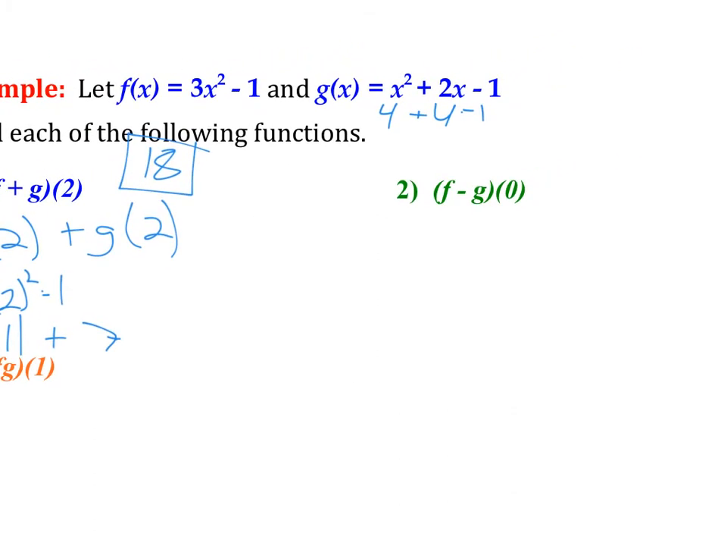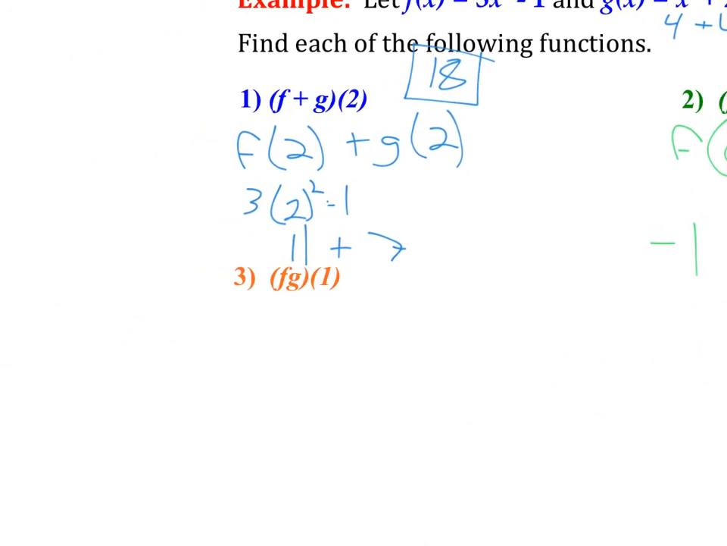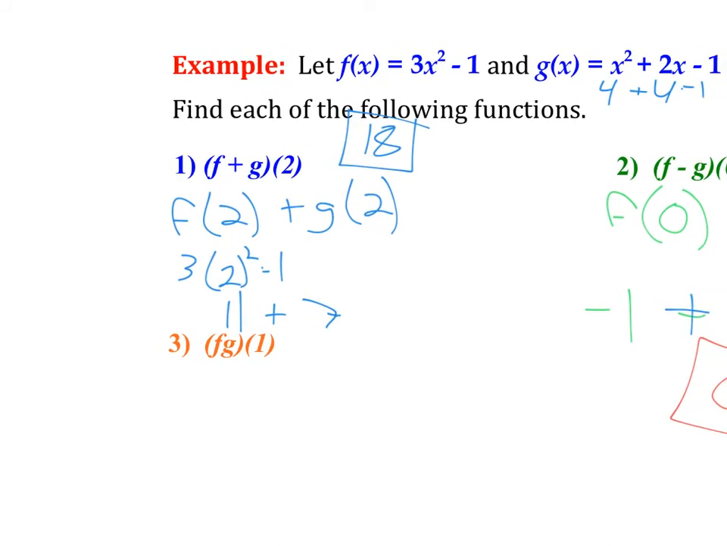Next one, f minus g of 0. So I need to figure out what is f of 0 and subtract what is g of 0. Well, f of 0 is going to be 0 minus 1. That's just negative 1. Minus, let's see, this would be 0. If I plugged in 0 for x, 0 plus 0 minus 1. So hey, that's going to be another negative 1. And as we know, two negatives make a positive. So negative 1 plus 1, hey, that's 0. Fun. All right, and lastly, f times g of 1.